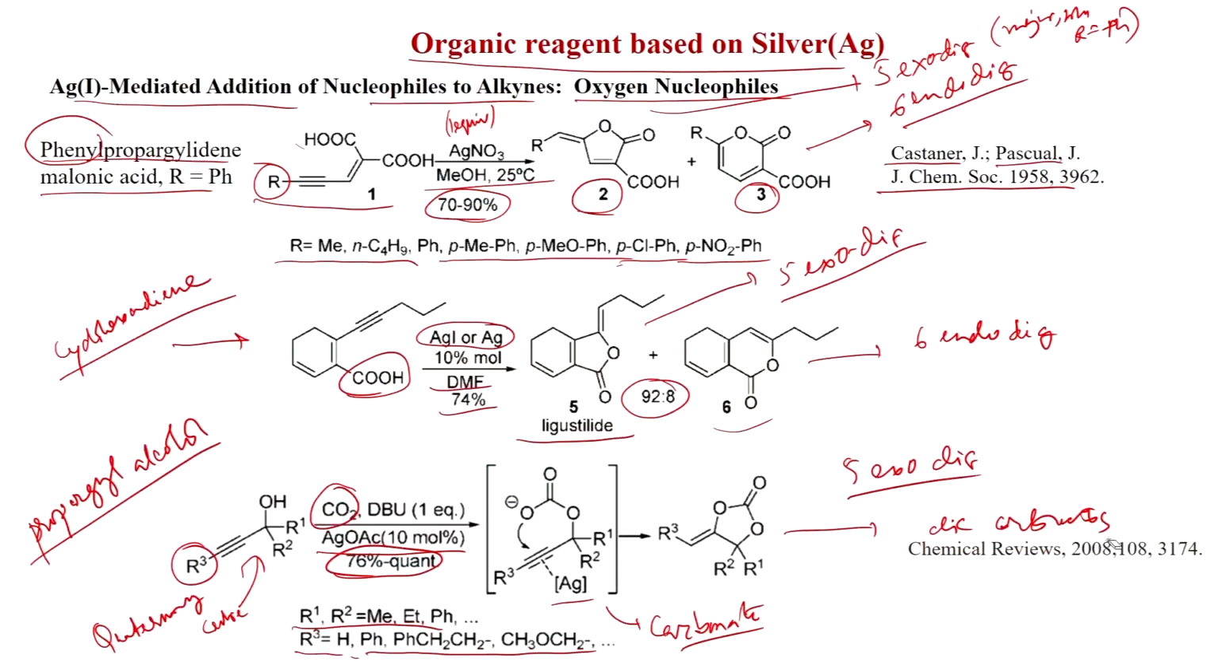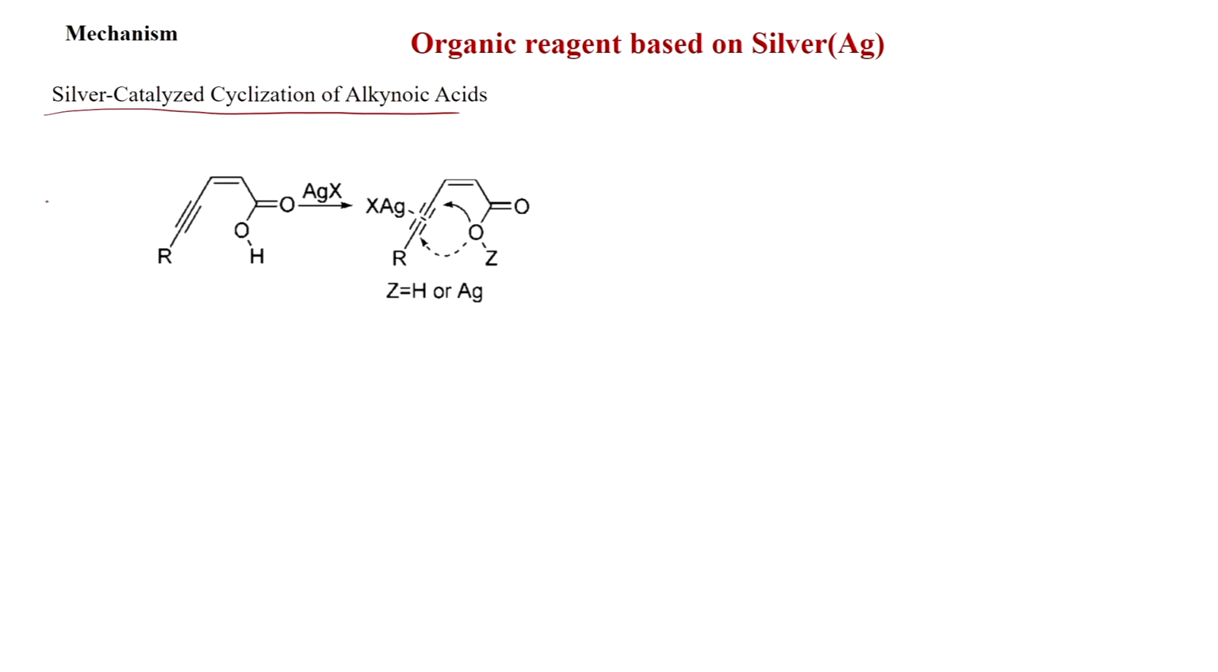So, this is in Chemical Reviews 2008, 3174 is the page number. There you can find different heterocyclic syntheses by silver. So, now we will discuss the mechanism for silver catalyzed cyclization of alkynoic acid.